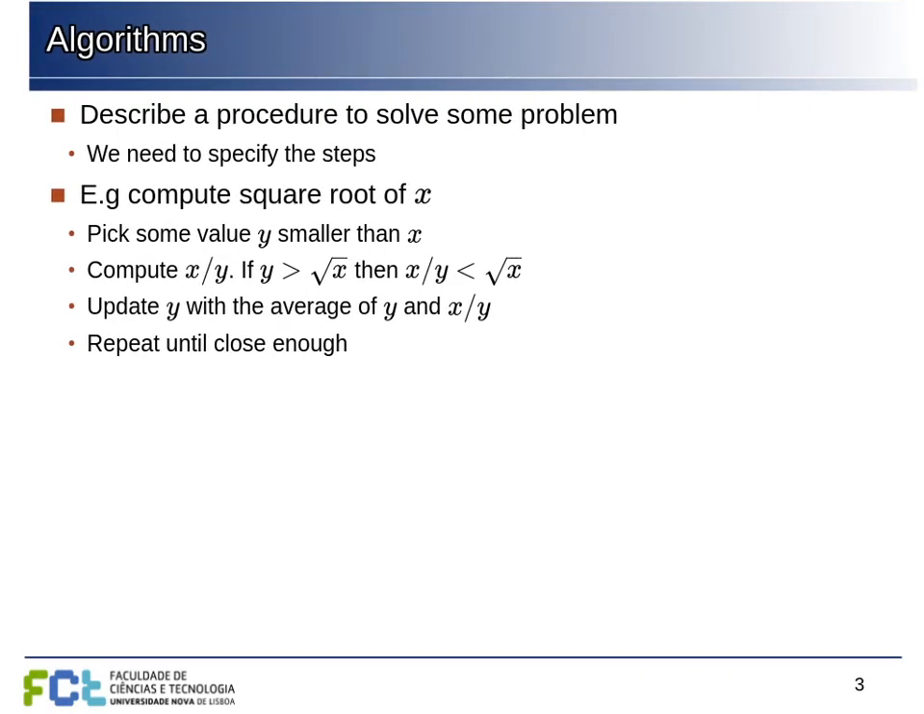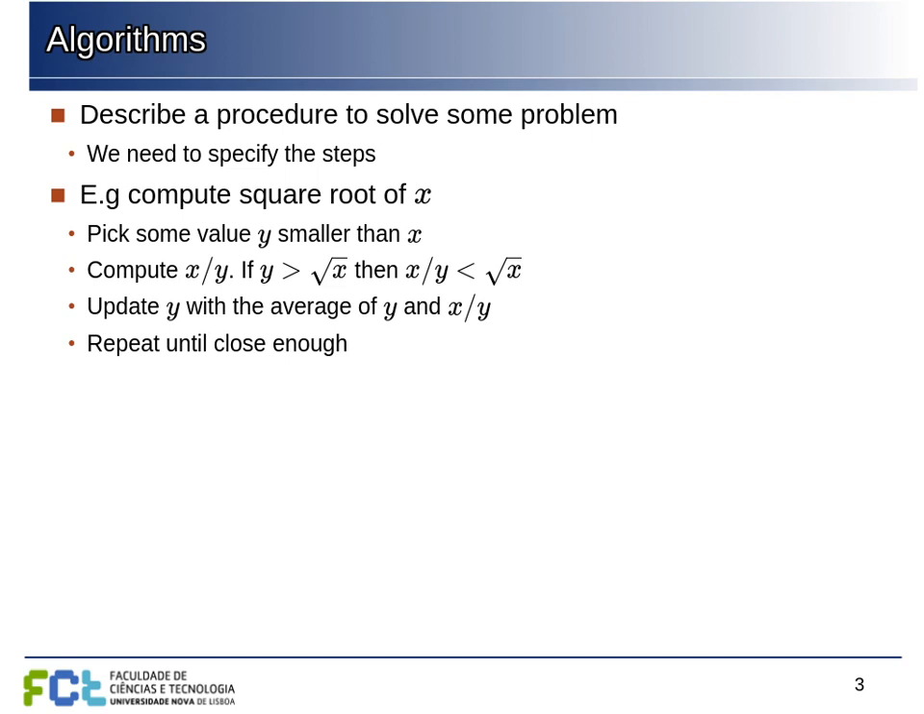When we want to explain to someone how to solve a problem, we need to specify the steps to solve a problem. For example, one way of computing the square root of a number is to pick some value smaller than that number. So we pick value y smaller than the number x for which we want to compute the square root. And now we can compute the value of x divided by y. Because if y is larger than the square root of x, then when we divide x by y, we get a number that is smaller than the square root of x. This is because the square root of x multiplied by the square root of x must be equal to x.